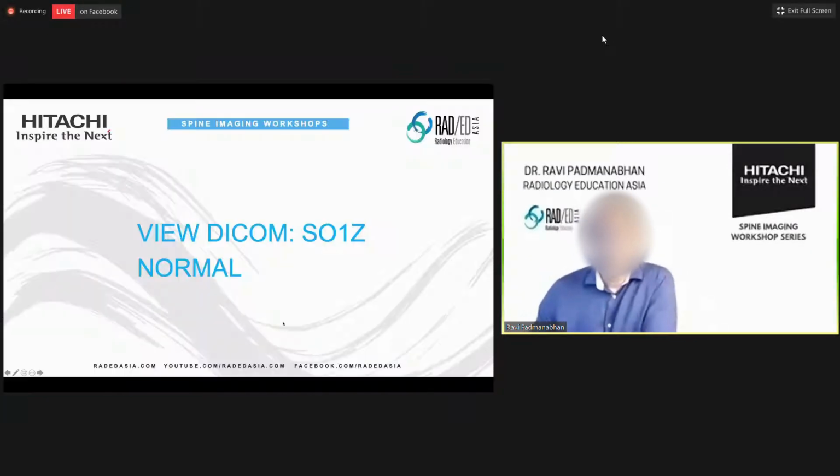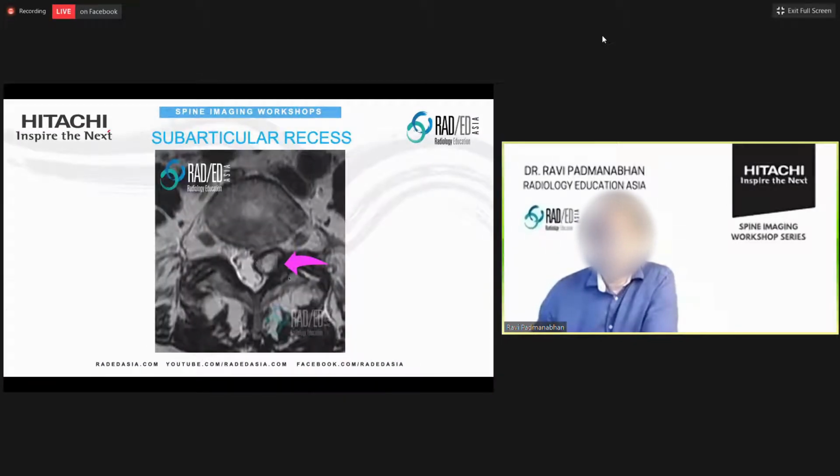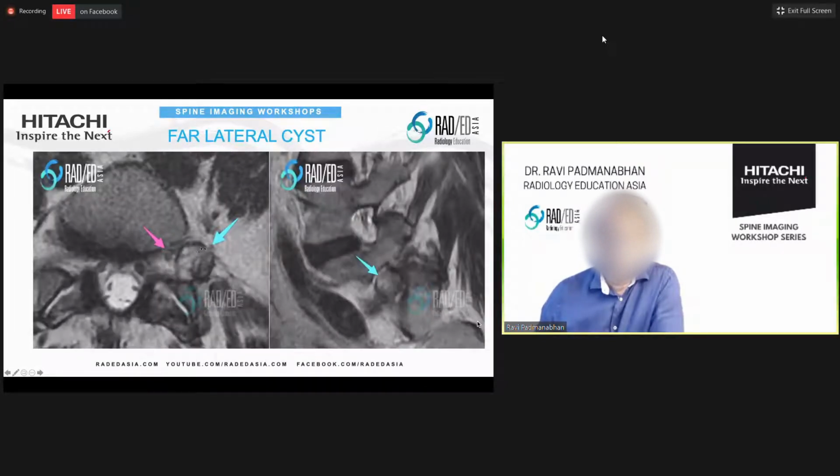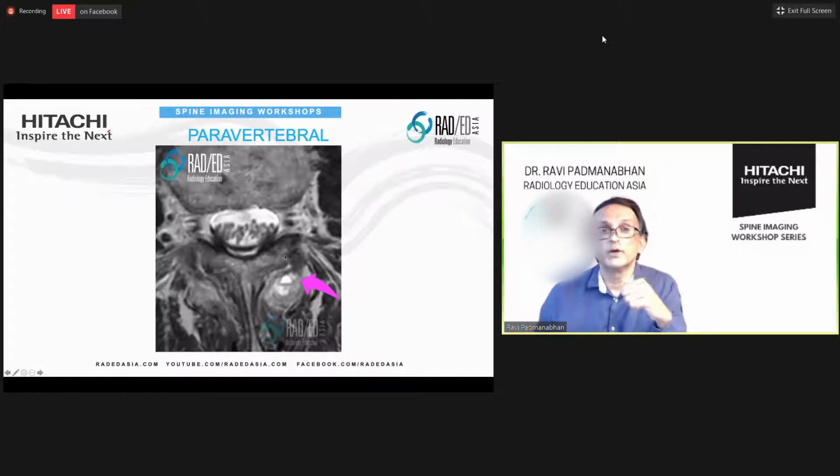Okay, so as we said, cysts within the subarticular or lateral recess will affect the traversing nerve roots. So the nerve roots that are within the canal are the traversing nerve roots. Cysts within the foramen will now affect the exiting nerve roots at whatever level you're at. And these are lateral cysts, which will also involve the exiting nerve root. And then these are posterior paravertebral cysts, and they come off, as we said, from the posterior margin of that facet joint.